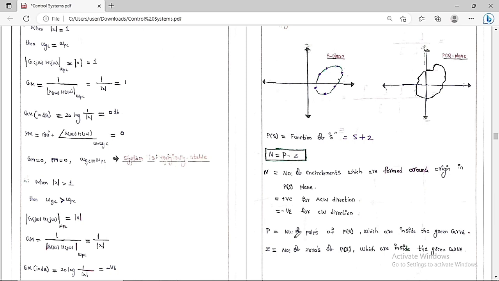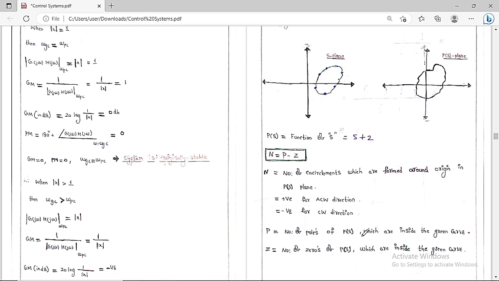P is nothing but the number of poles of P of S which are inside the green curve. P indicates the number of poles of P of S which lie inside the green curve, and Z indicates the number of zeros of P of S which lie inside the green curve. So this point you always have to keep in mind. So listen carefully.